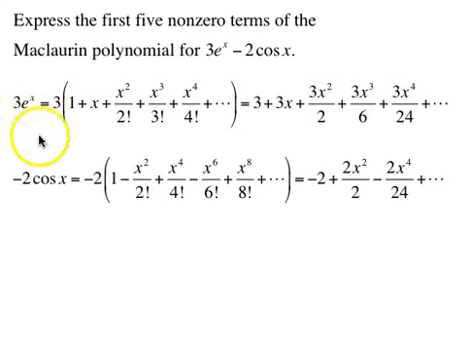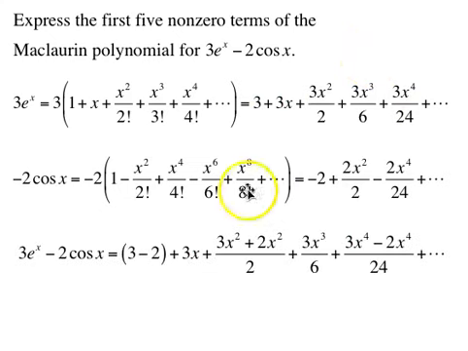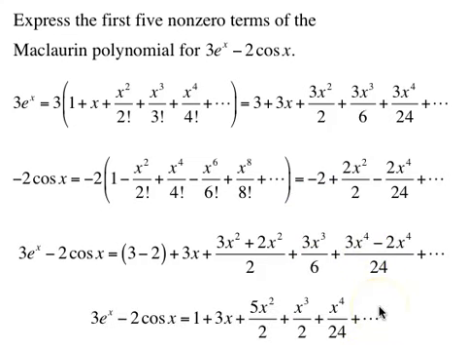So we want to add these together now. We want to add 3e to the x plus negative 2 cos x. You'll notice 3 minus 2 plus 3x, 3x squared over 2 plus 2x squared over 2 will give me 5x squared over 2, plus 3x cubed over 6, plus 3x to the 4th over 24 minus 2x to the 4th over 24. So just adding these two polynomials together, this is what we get: 1 plus 3x plus 5x squared over 2 plus 3x cubed over 6, or x cubed over 2, plus x to the 4th over 24. That would give us our first 5 non-zero terms, 1, 2, 3, 4, 5, of that function.